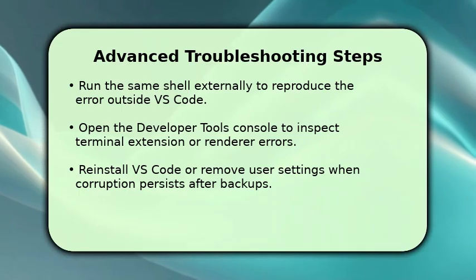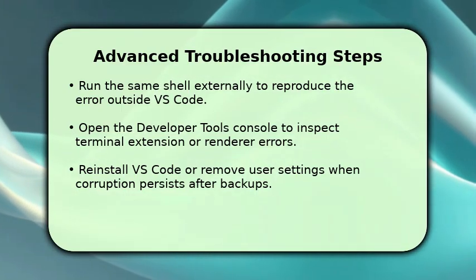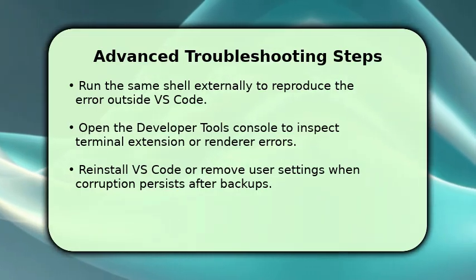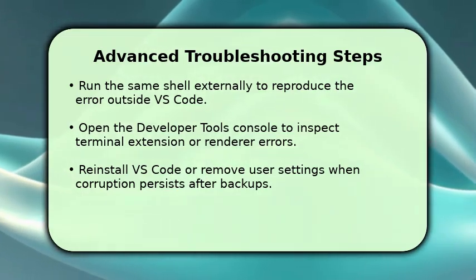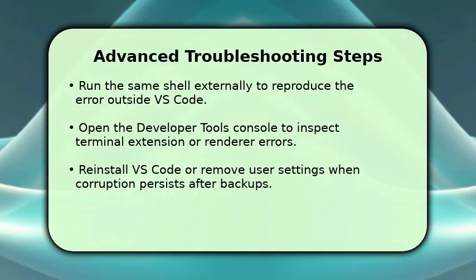You can reset user settings or move the settings folder temporarily to test for configuration corruption. As a last resort, reinstall VS Code or restore from a recent backup to repair damaged core files and extensions.